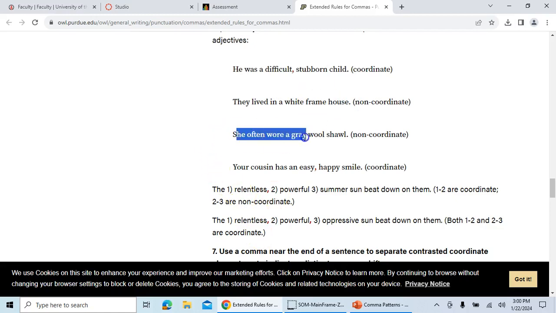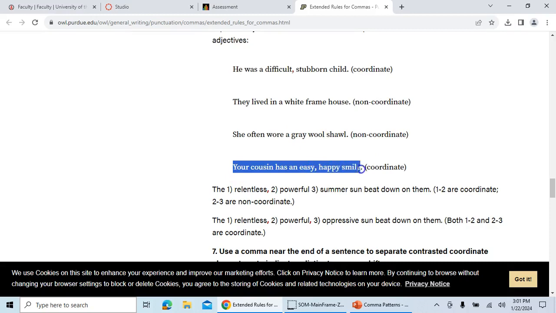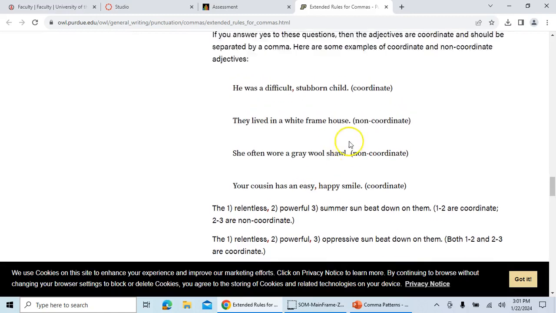She often wore a gray wool shawl. A wool shawl is a specific kind of shawl. If you said a wool gray shawl, it wouldn't make as much sense, so you're not going to put a comma there. Your cousin has an easy, happy smile. An easy smile and a happy smile both work, so you can separate these and mix them up. So you would put a comma between those.